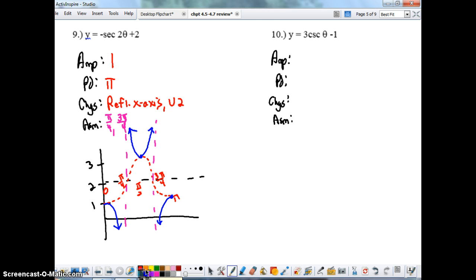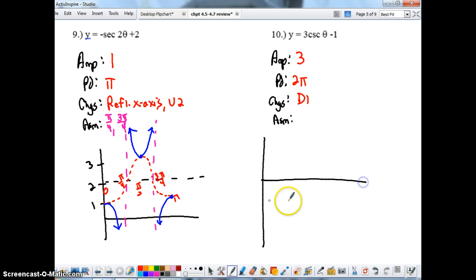All right, next one, number 10, y equals 3 cosecant. The amplitude here is 3. The minus 1 is going to move this thing down 1. Period here is still going to be 2 pi. All right, other than that, just taking that thing going down 1. Down 1 puts me down here.